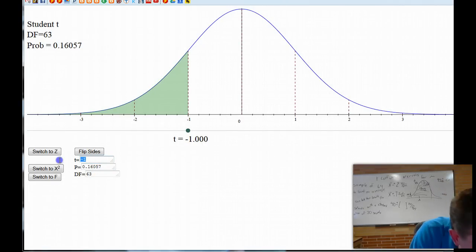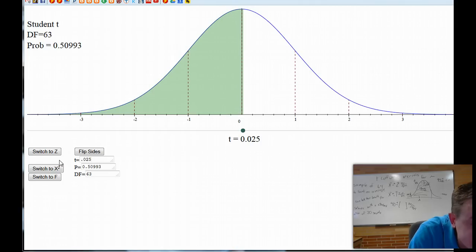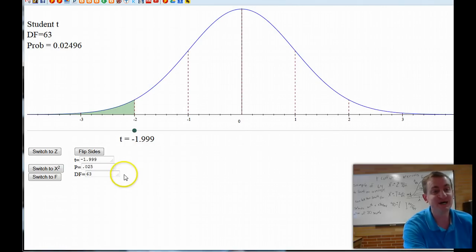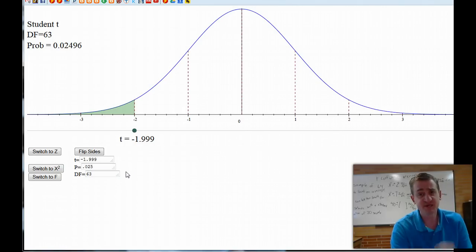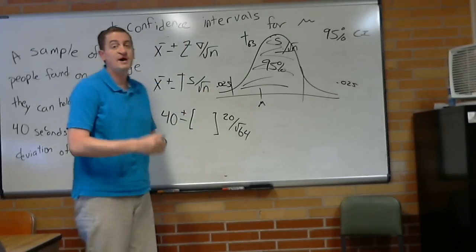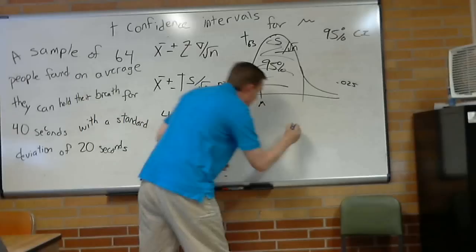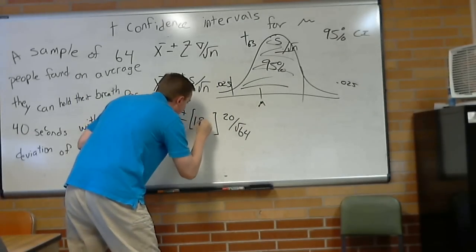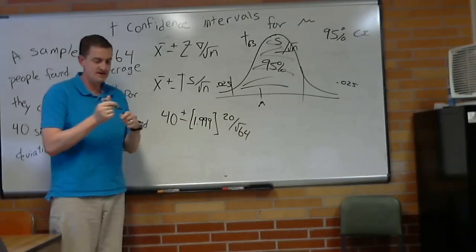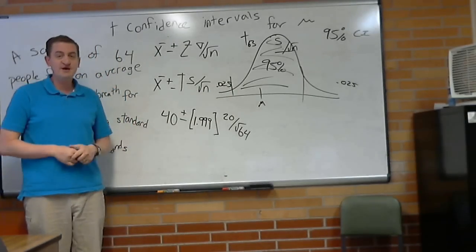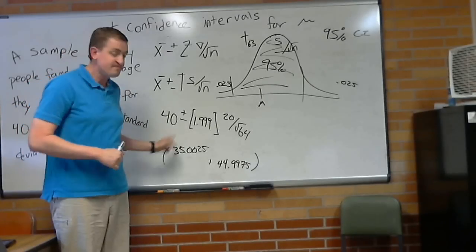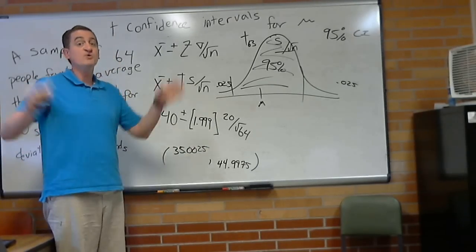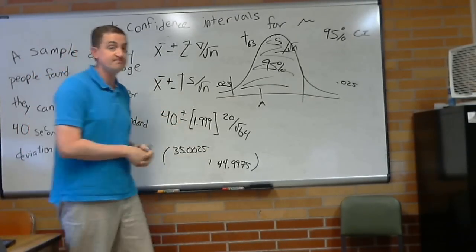I'm going to put in the p-value of 0.02. Wait, that's a t-score. Hang on. P-value 0.025, and I get 1.9999. The negative or the positive doesn't actually matter because I'm doing plus or minus on that anyway. So now I can put into my equation 1.999, okay? And if I calculate that out in my head, then I get both my bounds for my confidence interval.